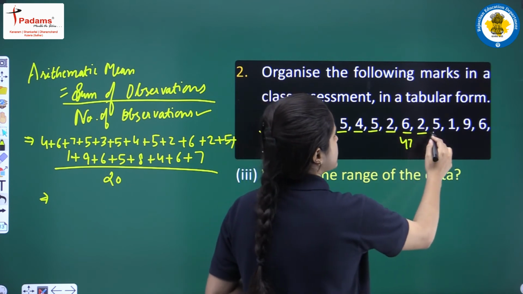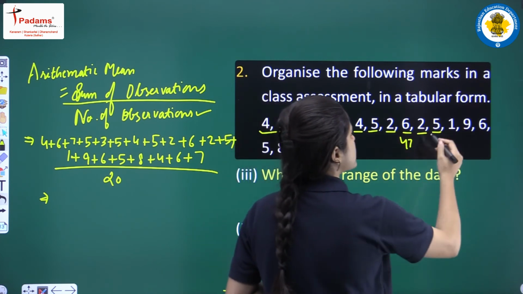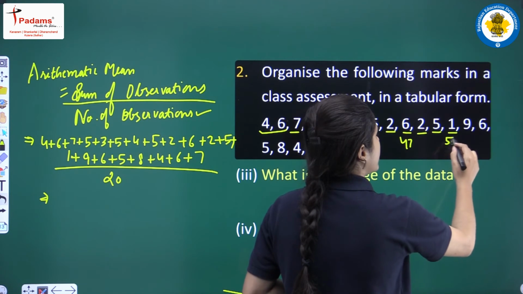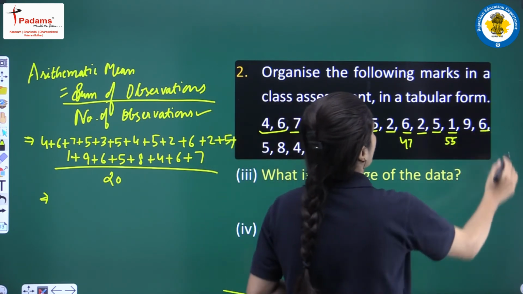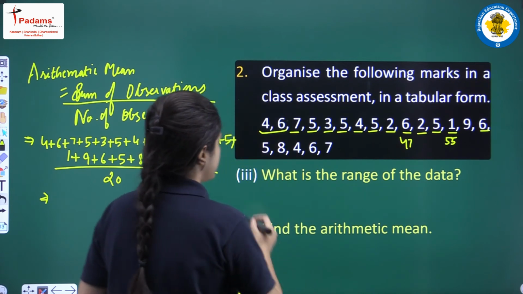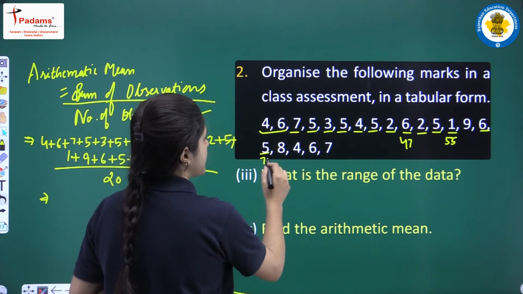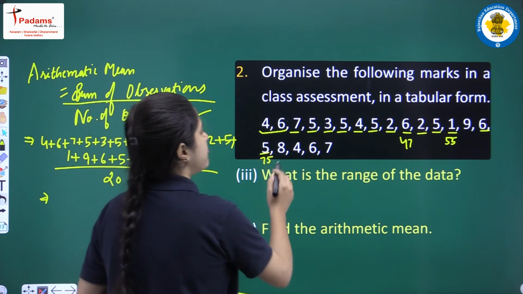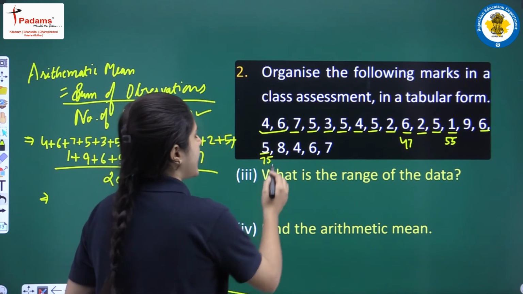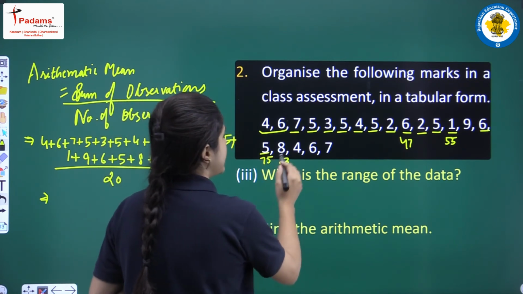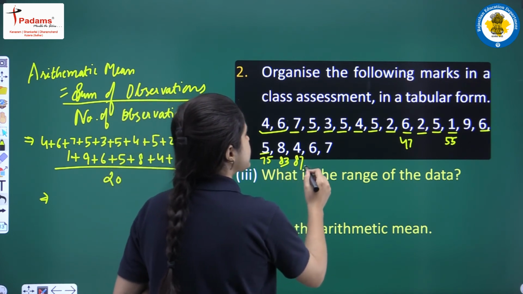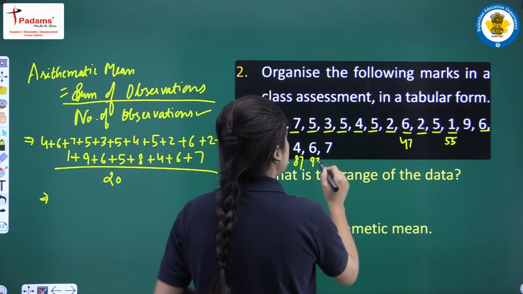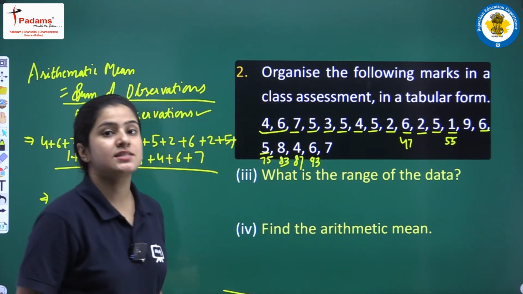49 plus 5 is equals to 54. 54 plus 1 is equals to 55. 55 plus 9 is equals to 64. 64 plus 6 is equals to 70. 70 plus 5 is equals to 75. 75 plus 8 is equals to 83. 83 plus 4 is equals to 87. 87 plus 6 is equals to 93. 93 plus 7 is equals to 100.